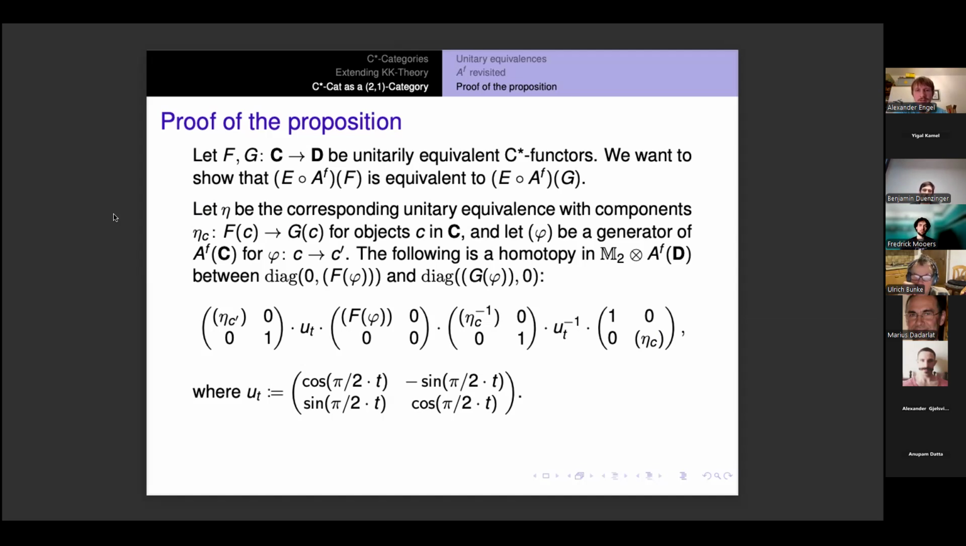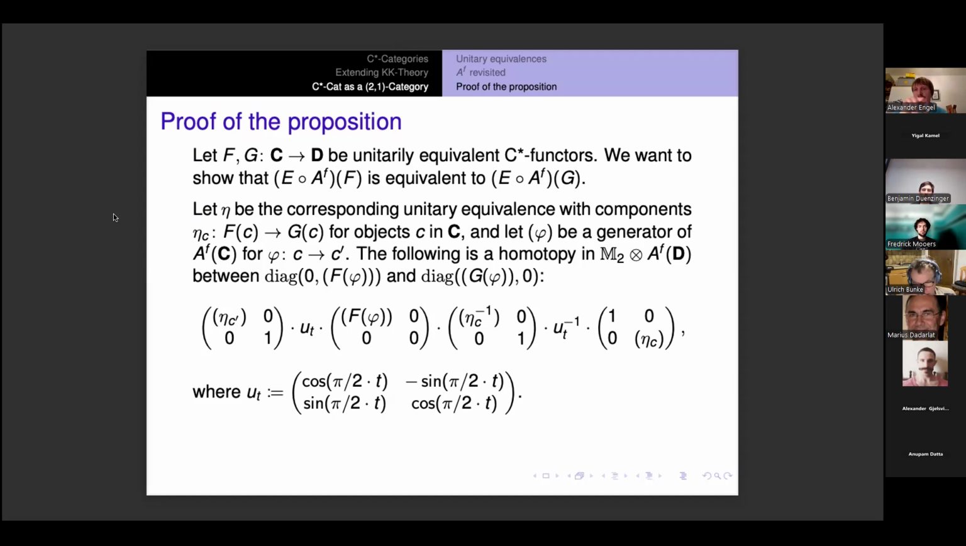U_t are these rotation homotopies with sine and cosine. And if you just evaluate this stuff at the beginning and at the end of your time interval, then you see that at 0, it's the first diagonal matrix that you want, and at the other end of the time, it's the other diagonal matrix that you want. So it's a continuous homotopy in 2 by 2 matrices between F and G.